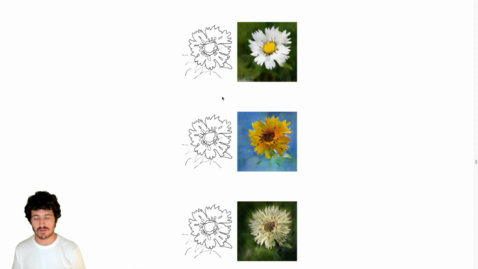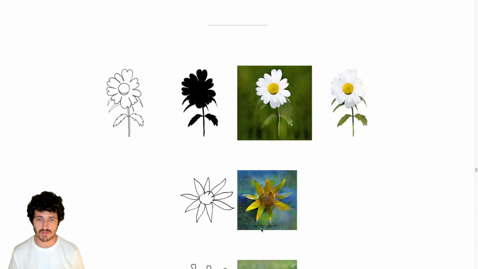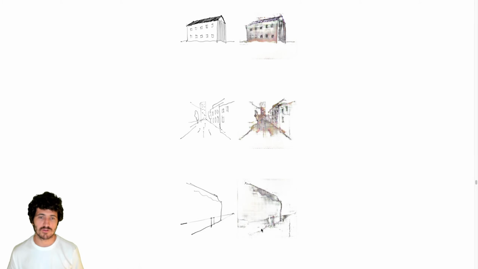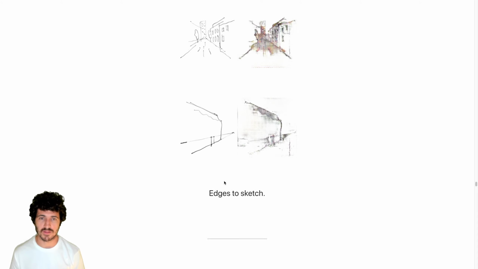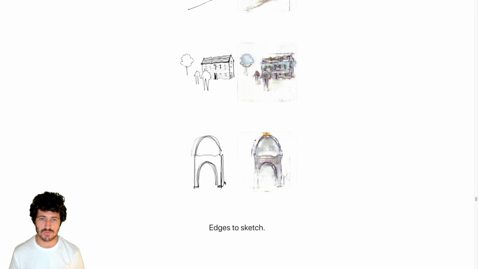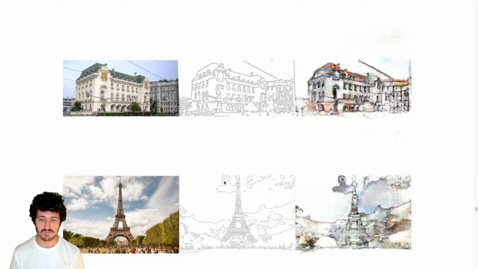Same image and 3 different inputs. So same image, and then trying to make a daisy, sunflower, and a dandelion. And some explorations on urban sketching, so trying to color diagrams of perspectives of buildings. This was really, really fuzzy.